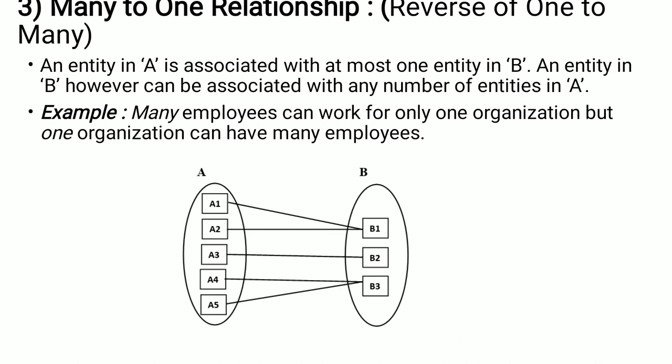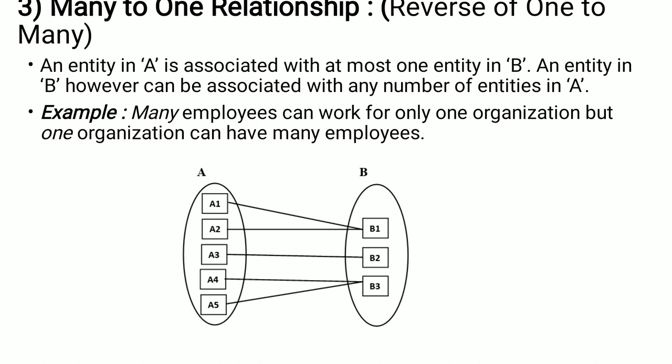The third one is many to one relationship. An entity in A is associated with at most one entity in B. An entity in B, however, can be associated with any number of entities in A. For example, many employees can work for only one organization, but one organization can have many employees.